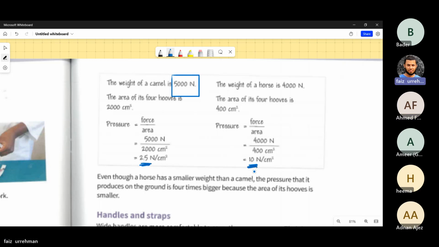That's one of the reasons why camel is known as what? Ship of the Sahara. Yes, ship of the desert, yes.